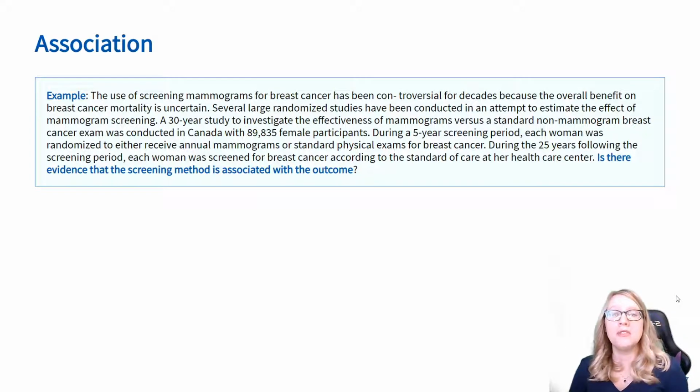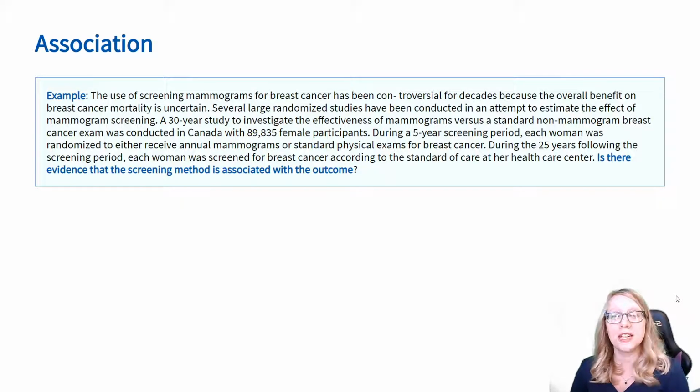The use of screening mammograms for breast cancer has been relatively controversial for decades because there may not be the benefit that one would hope to see. Several large randomized studies have been conducted in an attempt to estimate the effect of mammogram screening. We're looking at data from a 30-year study to investigate how effective these are at reducing the mortality rate from breast cancer.